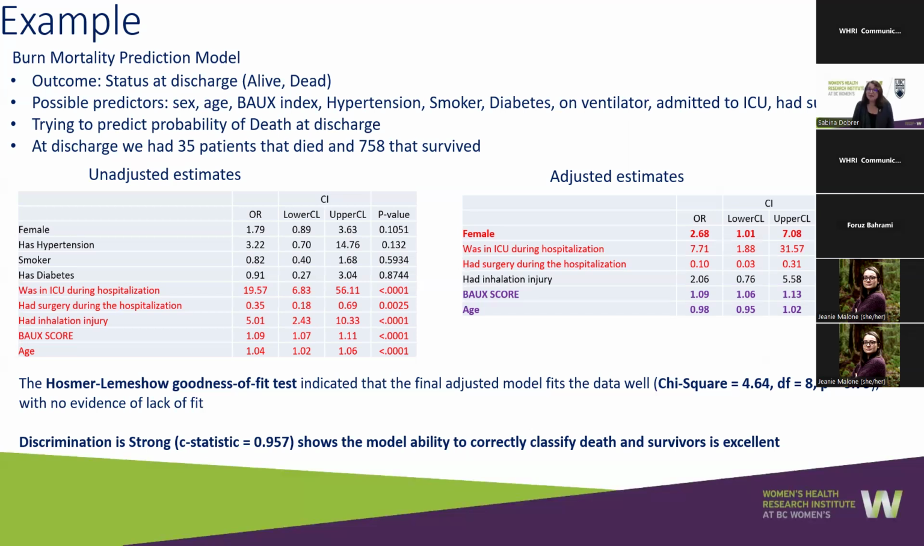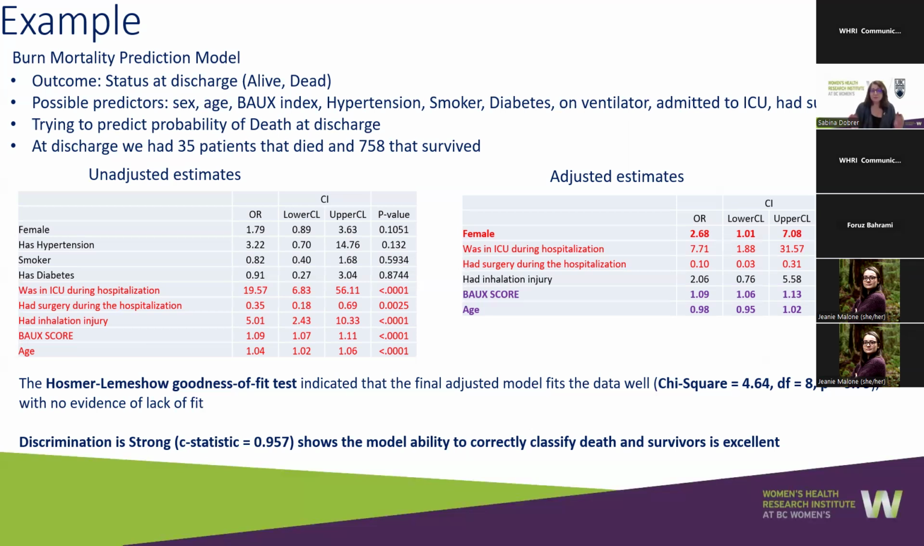And here our sample is very unbalanced. We had 758 people that survived and only 35 died. So basically the outcome is really good. A very small percentage of patients died, but we're still trying to explain who the people that died actually are. So I ran an unadjusted regression, where I included all the variables. And I saw that comorbidities are not relevant at all. They are not statistically significant. So for the adjusted model, I only included those that were statistically significant.